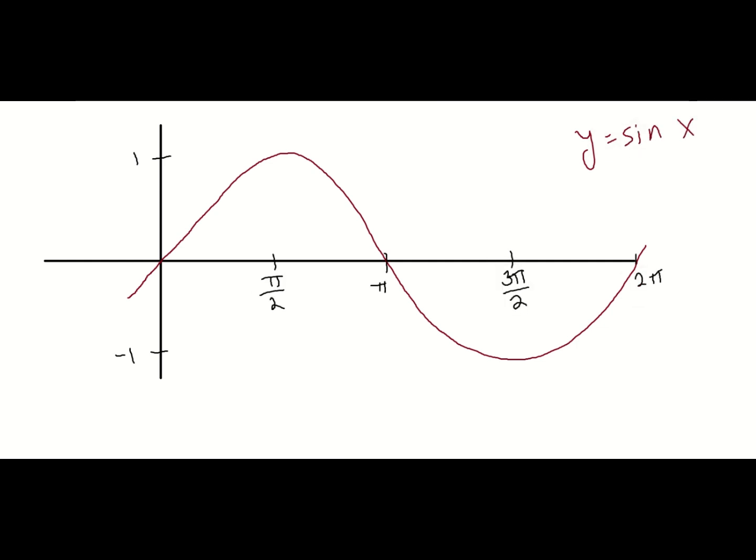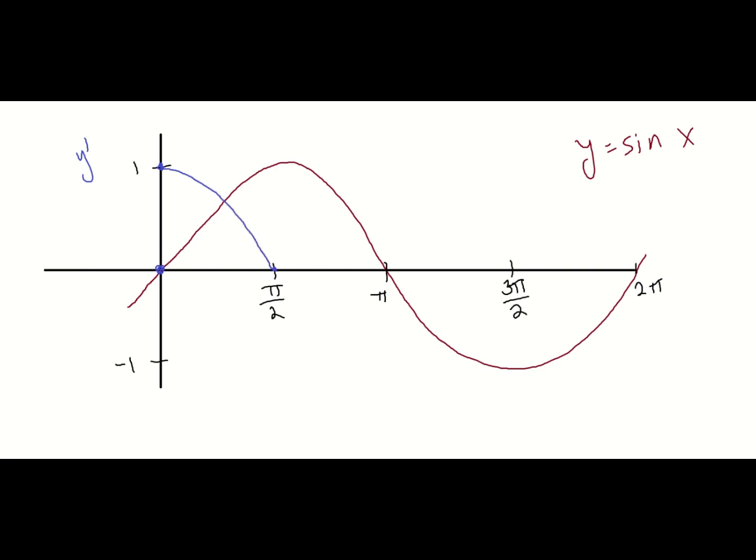We can get the graph of the derivative by looking at the slopes of the tangent lines. Estimate the slope of the tangent line right here at x equals 0. The tangent line has a positive slope of 1. I'll mark that here in blue. Now what happens to the slope of the tangent line as x goes to pi over 2? The slope is still positive, but starts to decrease to 0.